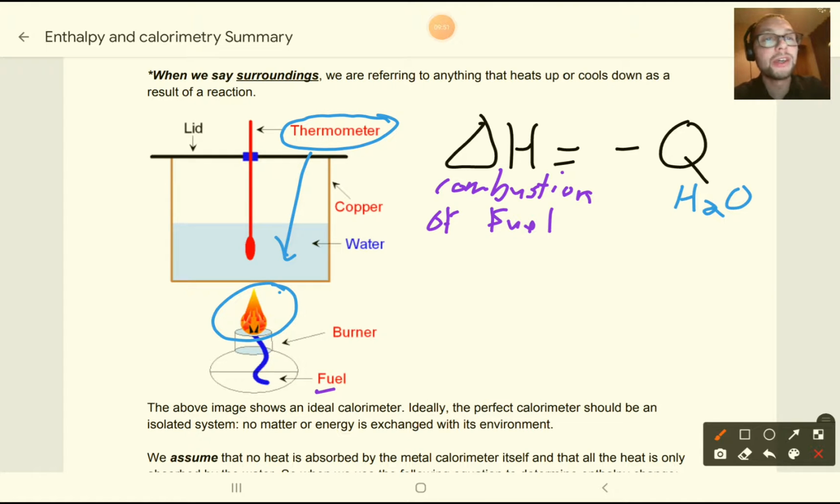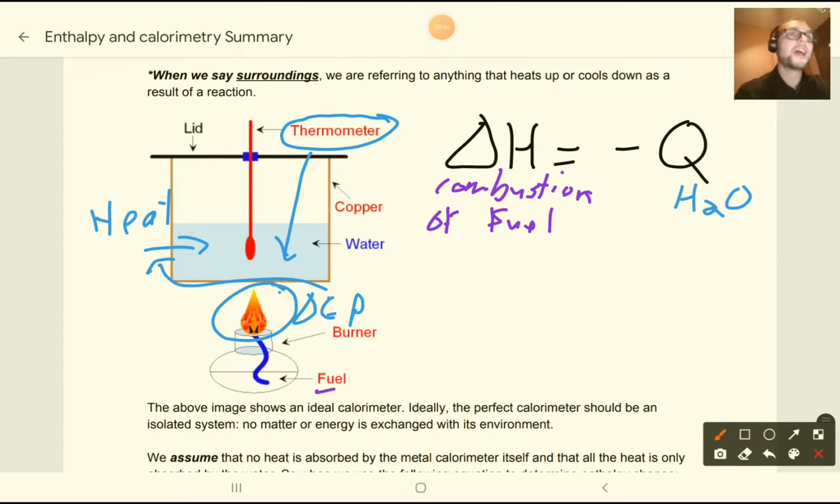Whatever energy change this is experiencing, the potential energy, is going to be the same heat that the water experiences. These two are going to equal each other. And so this is how this equation works.